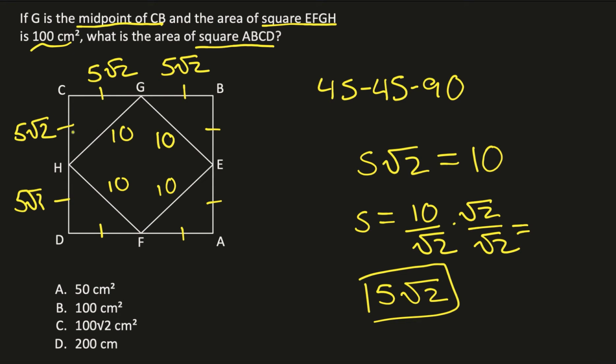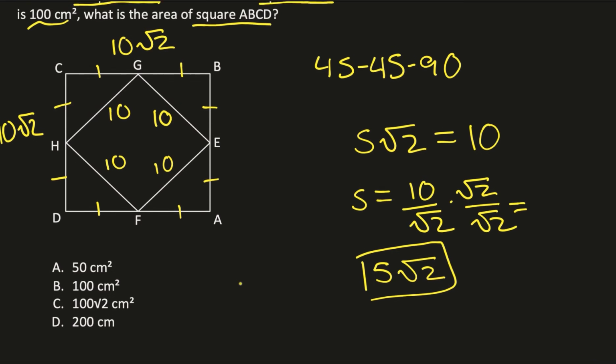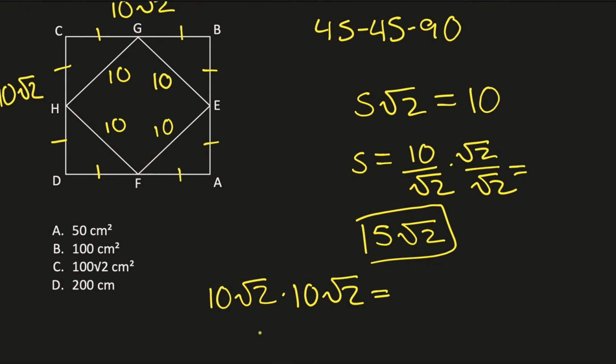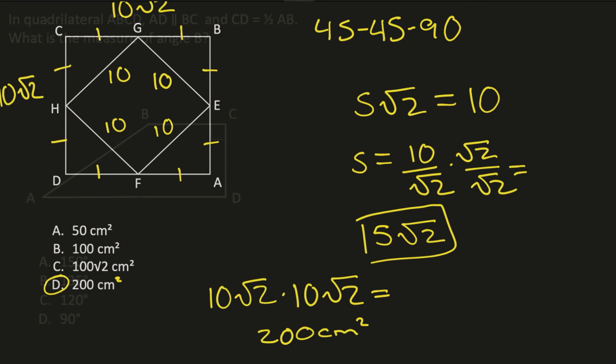And so, since we know that this segment is 5 square root 2, and that this segment is 5 square root 2, we can go ahead and say that the entire thing is 10 square root 2, and the same for every single side of this square. So since we want to find the area of the square, we simply take 10 times square root 2 times 10 times square root 2, and we get 200 centimeters squared.